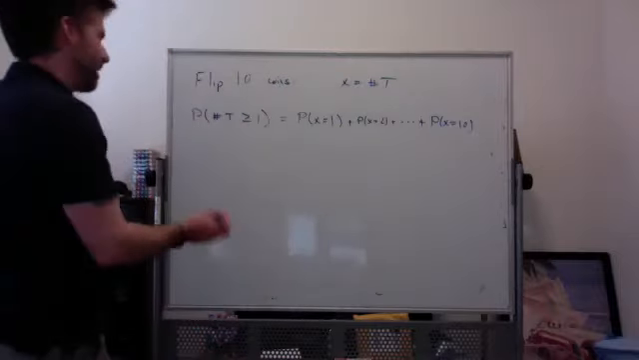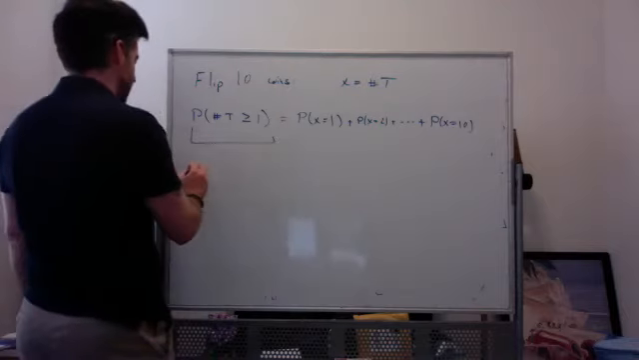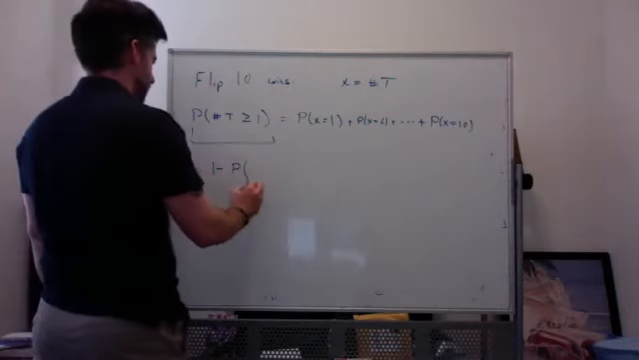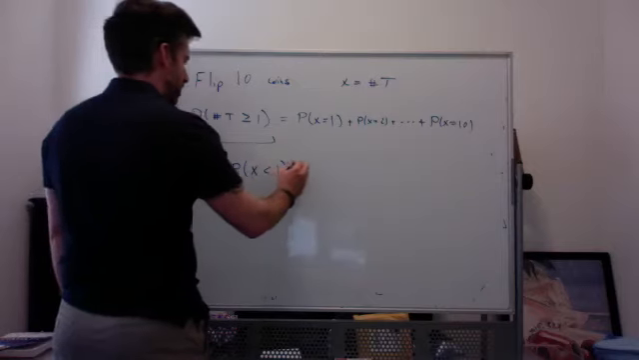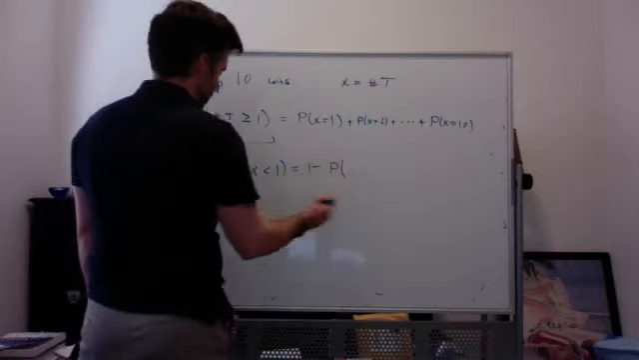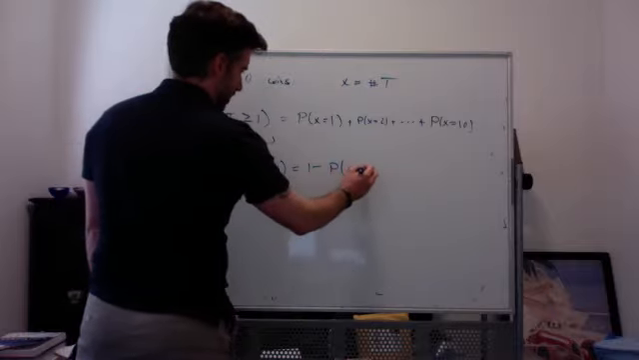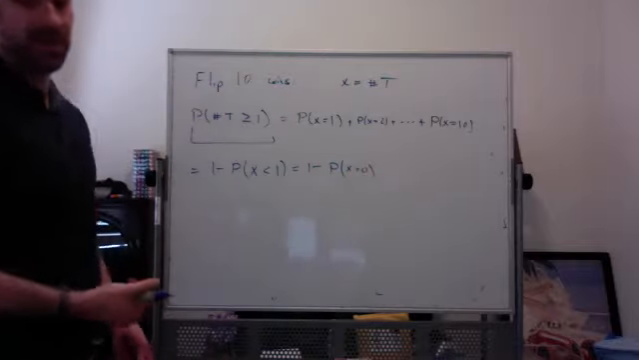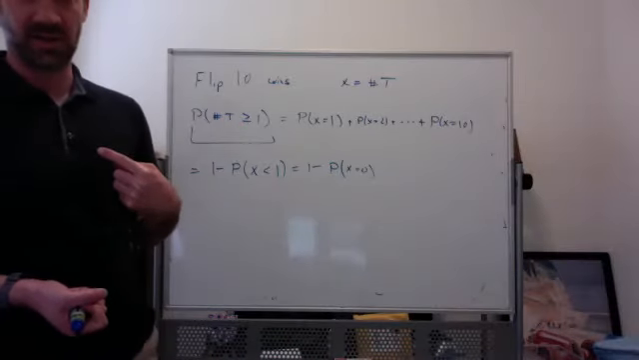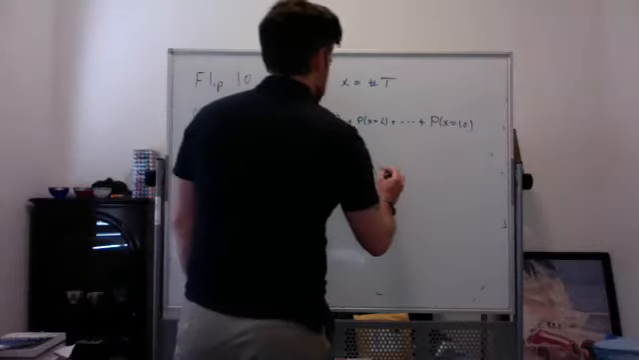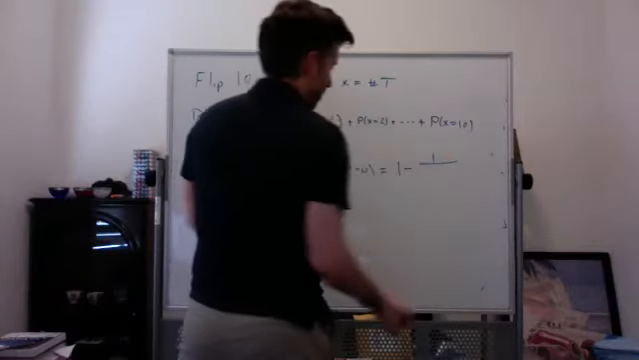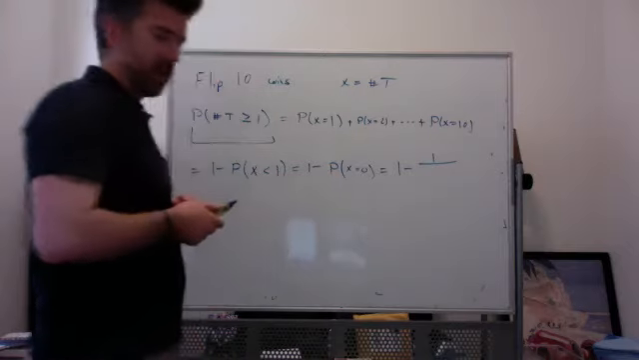Instead, we say, well, I can use the complement. This is the same as 1 minus the probability that the number of tails x is less than 1, which is 1 minus the probability that x equals 0. And the nice thing about 0 tails is there's only one way to get 0 tails: all heads. So there's one way to get 0 tails.